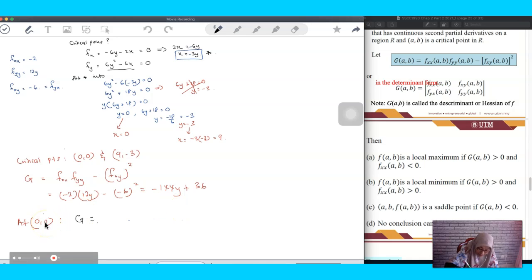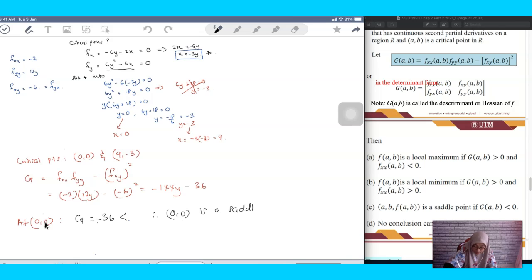So you have minus 36. Negative, right? Negative. So what can you say about the critical point at (0, 0)? You can say that (0, 0) is a saddle point.